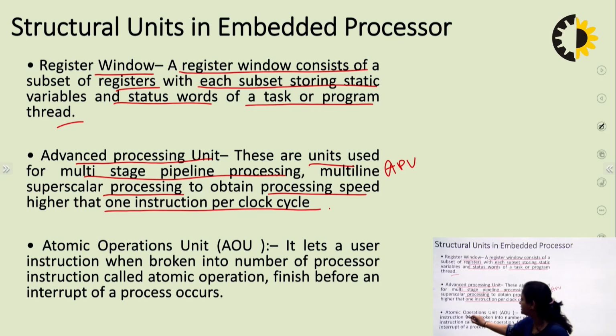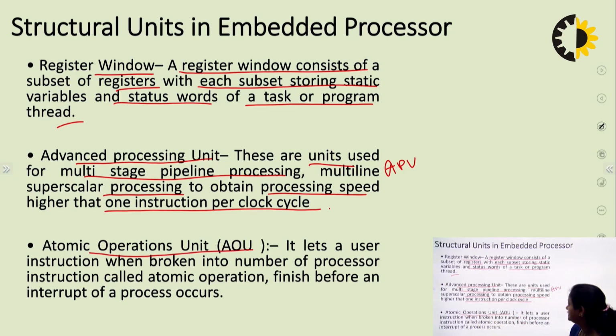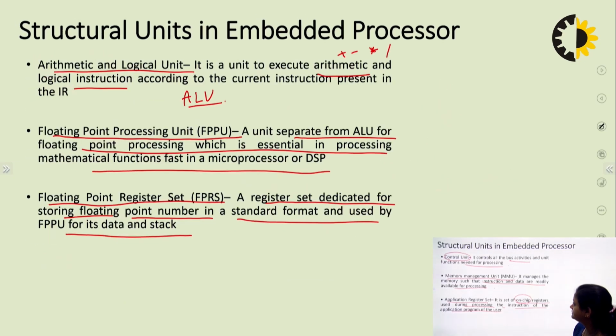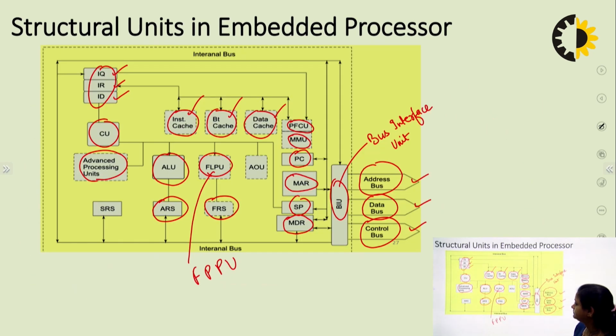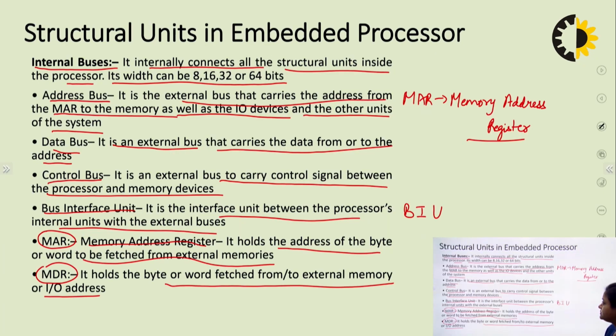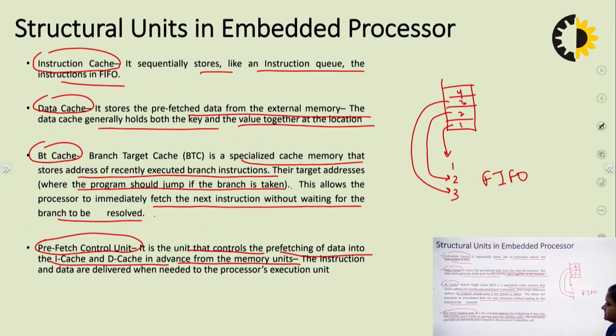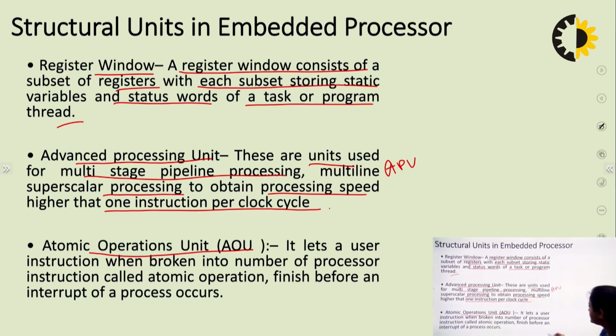Then we have Atomic Operations Unit, AOU. Again, this is with a dashed line. It means it may or may not be present in a processor. Let us study its role. It lets a user instruction be broken into a number of processor instructions, called atomic operations. Okay, so when we break an instruction into sub-instructions or different small parts, this is called atomic operation.